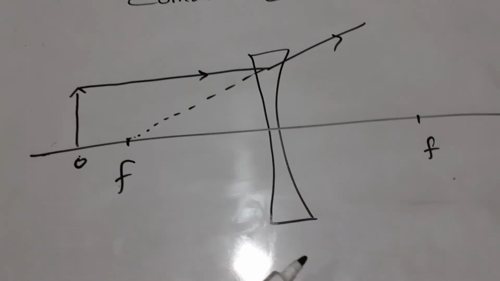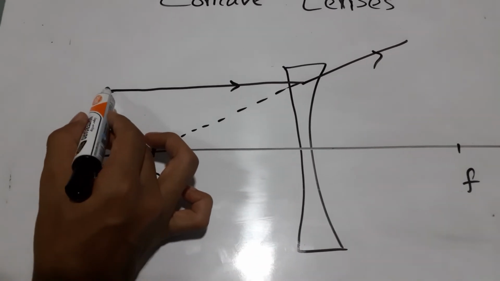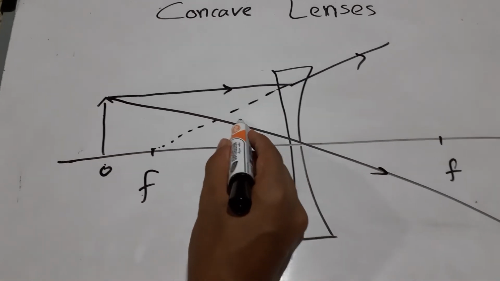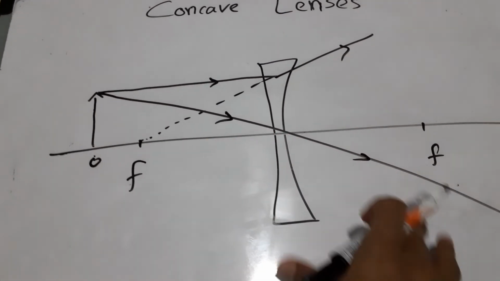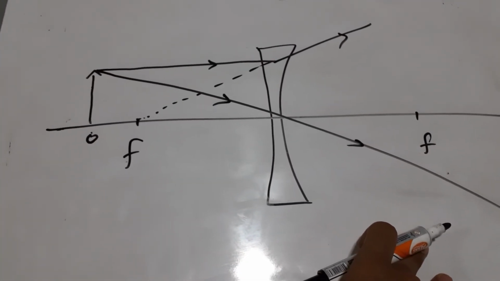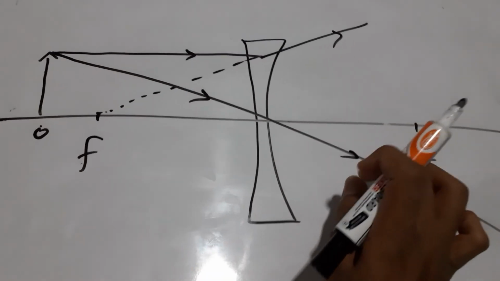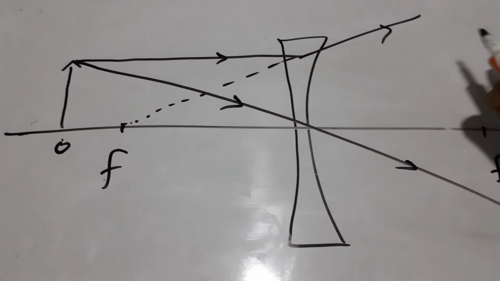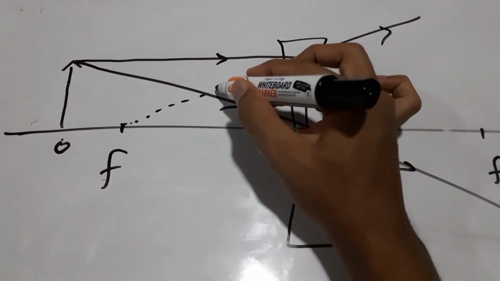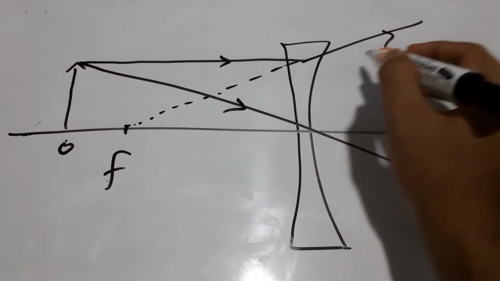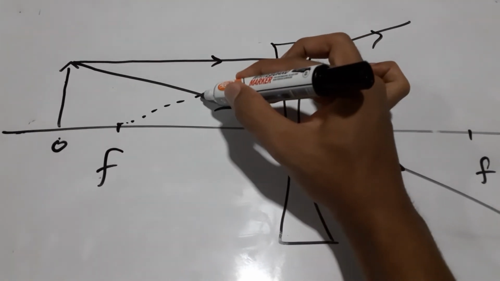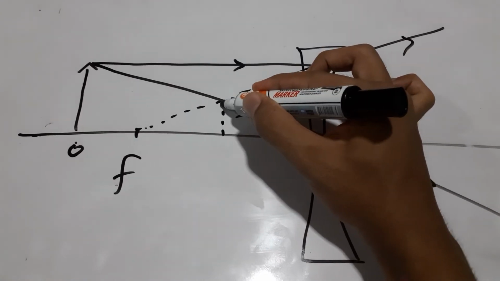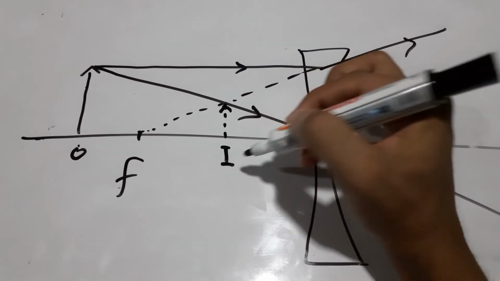If you draw another ray through the optical center, you will notice that, as I said earlier, the light rays which travel through the optical center won't get any refraction. As these two light rays don't meet, it will not form a real image. But if you consider these dotted lines, you can see this light ray and this light ray meet at this point. So it will form an image here. We call it I.